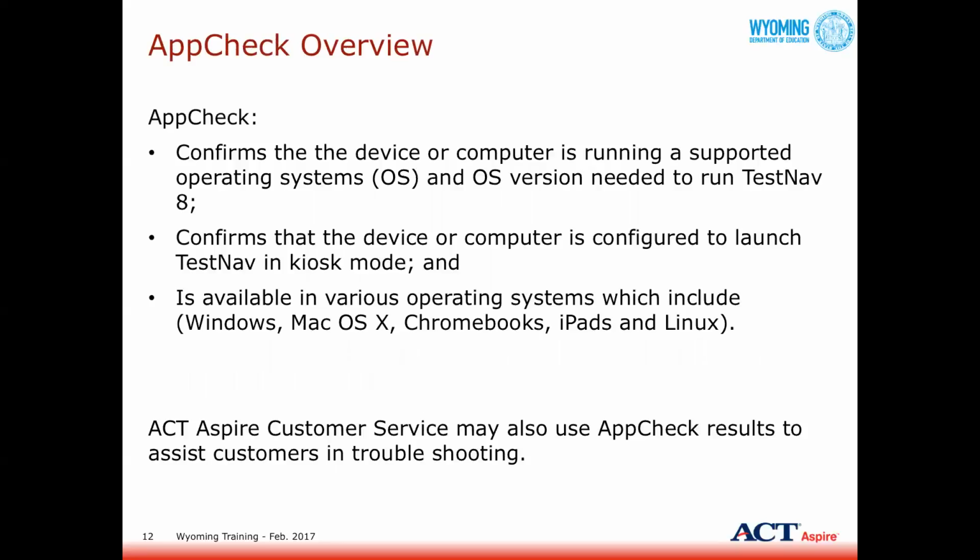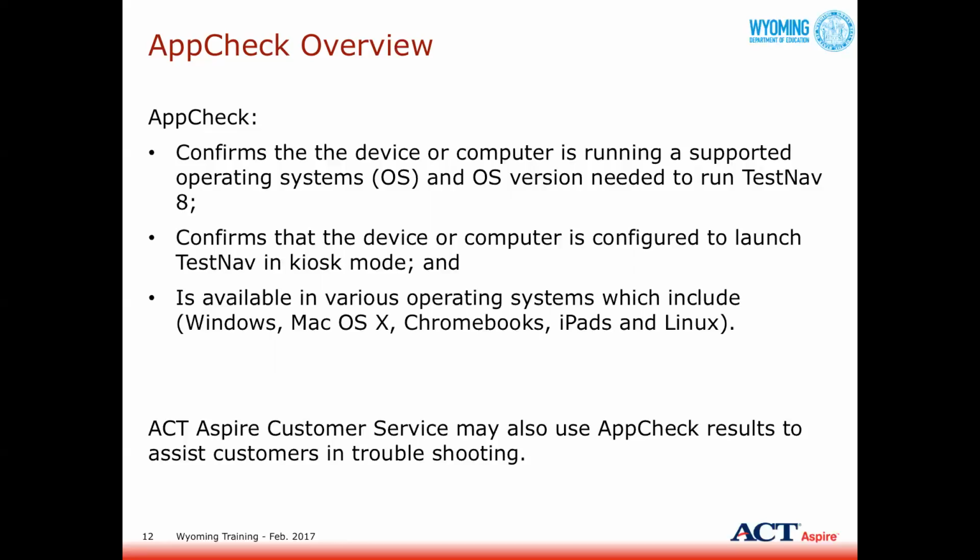Now we're going to talk a little bit about App Check. So App Check is a new component to the ACT Aspire configuration trifecta, if you will. So if you remember last year, we had a utility that was called System Check, and System Check would go through, and you didn't have to install everything. You went into a browser and you could run it from whichever device to be able to put in your IP address and have a connection back and forth with the Proctor caching server.